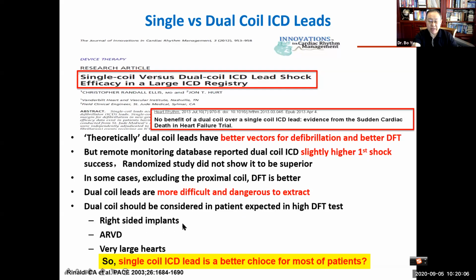Right side implantations, as you know, if you implant an ICD on the right side, the DFT may be increased by 1 to 2 joules. Also ARVC or ARVD, and very large hearts. So when you choose ICD leads, for most patients, a single coil lead is a better choice.